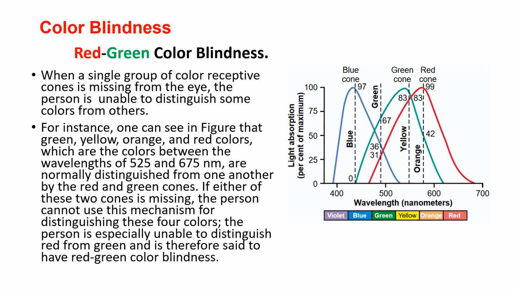Color blindness. Red-green color blindness. When a single group of color-receptive cones is missing from the eye, the person is unable to distinguish some colors from others. For instance, one can see in the figure that green, yellow, orange, and red colors, which are the colors between the wavelengths of 525 and 675 nanometers, are normally distinguished from one another by the red and green cones. If either of these two cones is missing, the person cannot use this mechanism for distinguishing these four colors. The person is especially unable to distinguish red from green and is therefore said to have red-green color blindness.